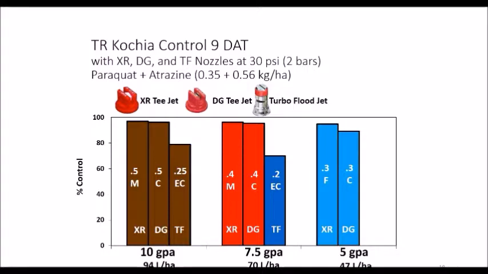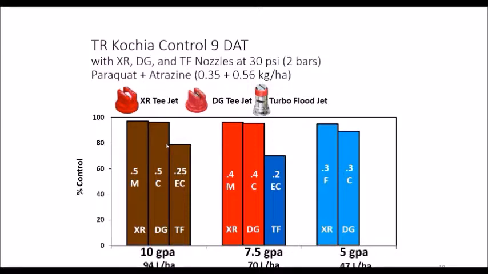This is some work that was done out in western Nebraska, looking at triazine-resistant kochia. What you see on this slide is the control ratings at 9 days after application, using 3 different nozzles: an XR, a DG, and a TF or turbo flood. Those nozzles were operated at 30 psi. The application used paraquat and atrazine, so we really got only one effective mode of action on that triazine-resistant kochia, and that's the paraquat. We know that paraquat is a contact-based herbicide, and so what you're going to see in this is driven off of that activity of the paraquat in that application.